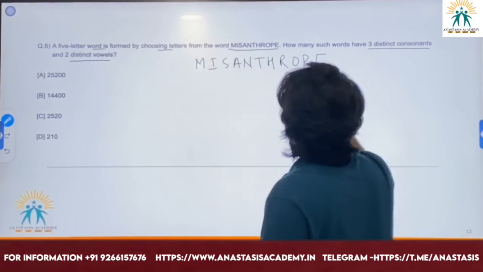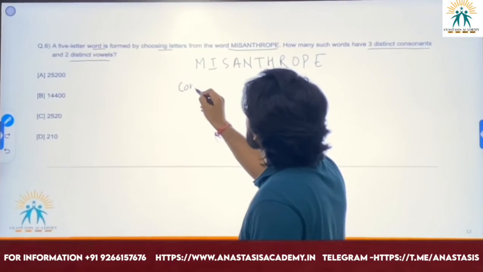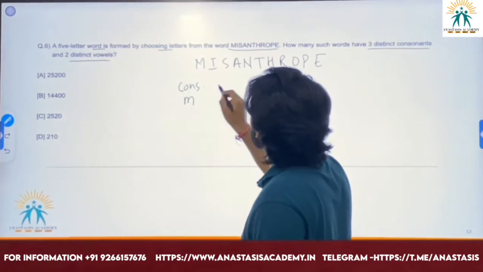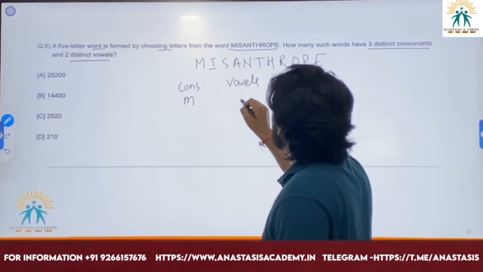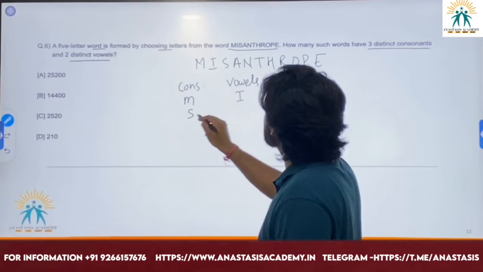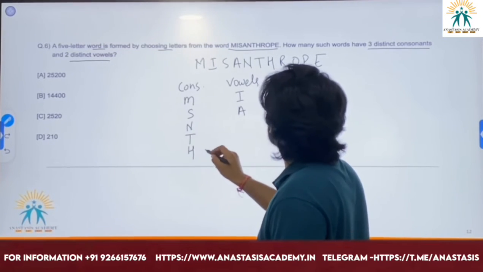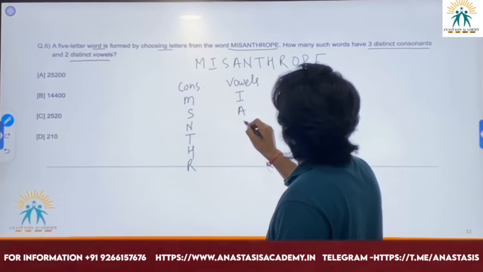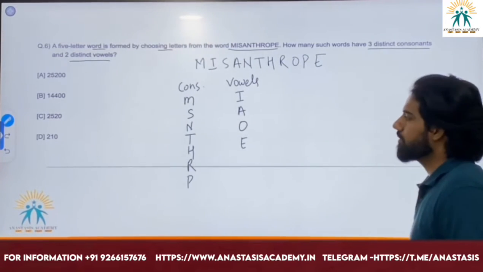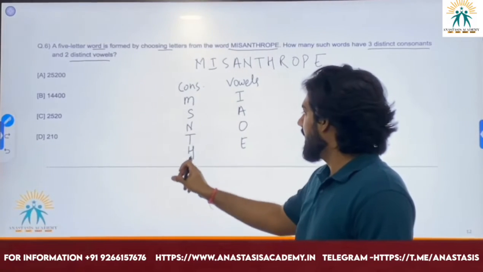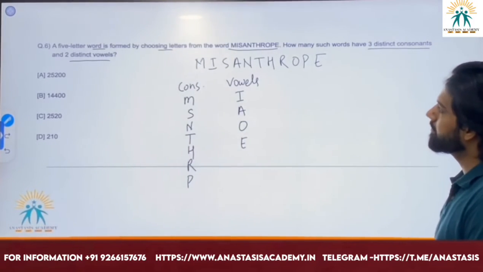Misanthrope. I am writing consonants and vowels separately. So consonants are M, S, N, T, H, R, P, and I am writing vowels here: I, A, O and E. There are 4 vowels and 7 consonants in this word.